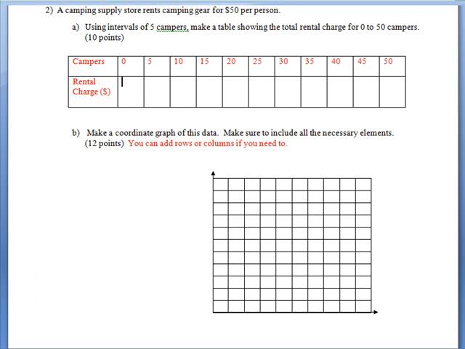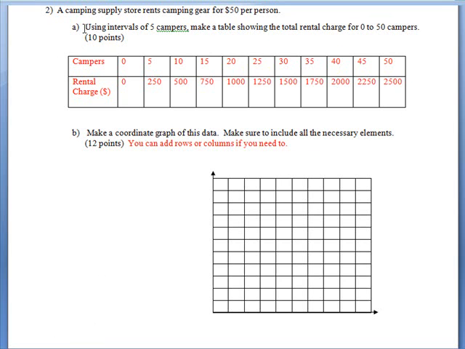Now we got to figure out the rental charge as per the number of customers. The rental charge is $50 per person, so if you had 0 campers or 0 people, 0 times 50 is 0. If there were 5 campers at $50 per person, 5 times 50 is 250. 10 campers would yield 10 times 50 is 500. And so on and so forth. We got to fill out the rest of the table. So we have all our numbers filled out. All we were doing is multiplying 50 by the number of campers to get our answers here.